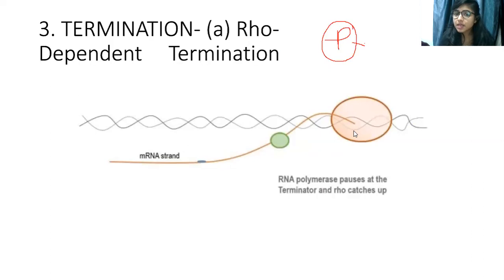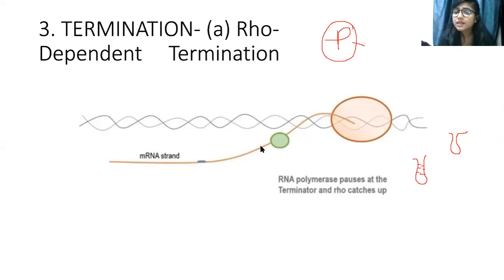For this, the RNA molecule which is growing does not have any secondary structures. What do you mean by secondary structures? In RNA, there can be hairpin kind of structures, due to which it binds to itself. The bases are complementary to each other and they bind to themselves, and therefore that leads to secondary structures. For this kind of termination to occur, the growing mRNA molecule should not have any kind of secondary structure.